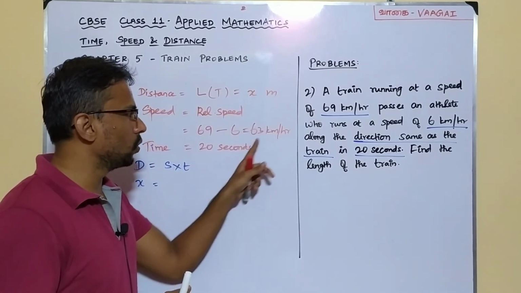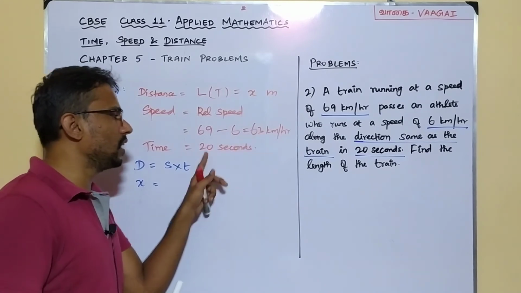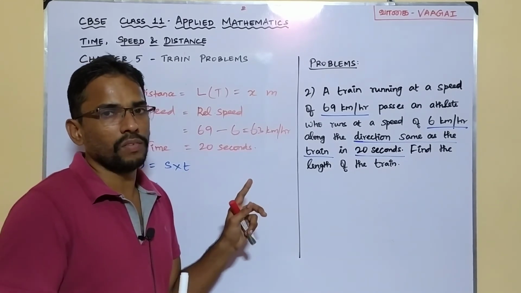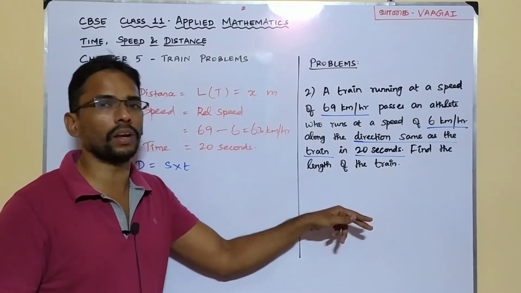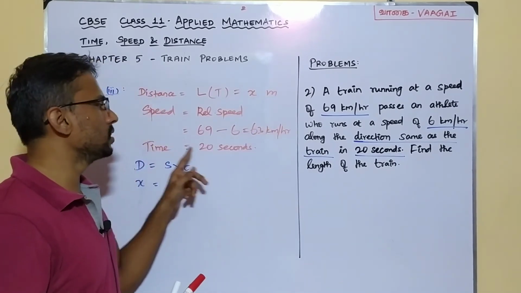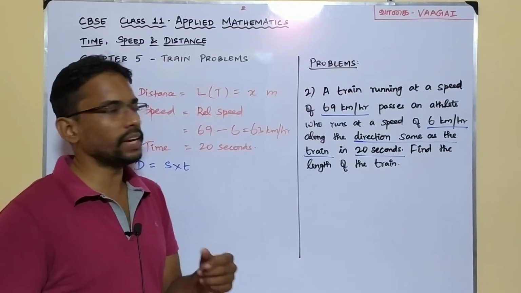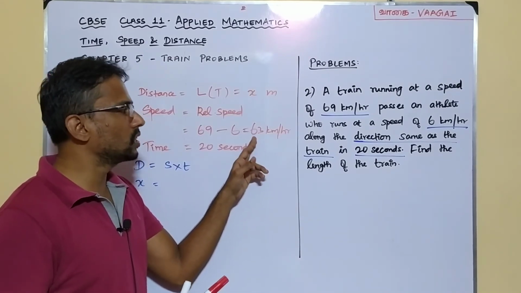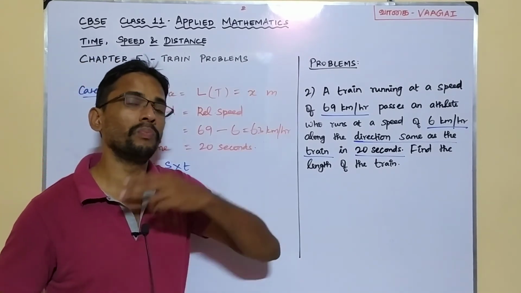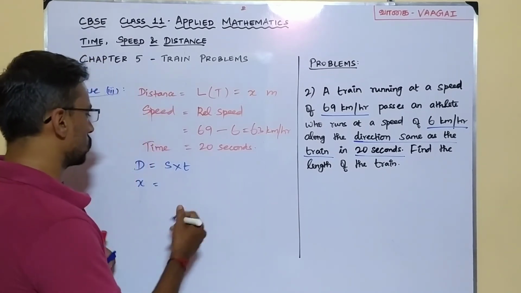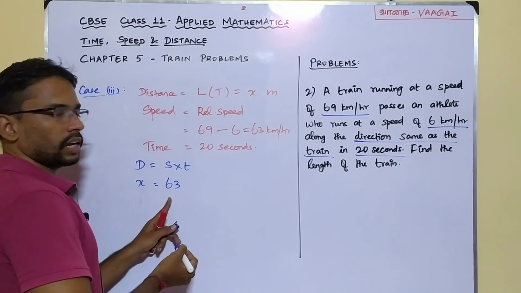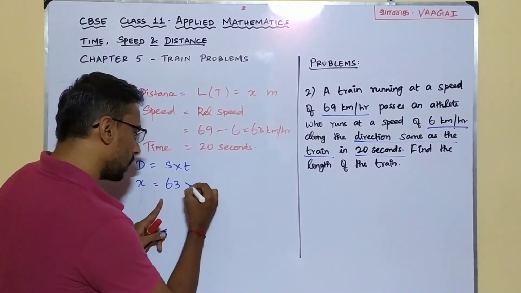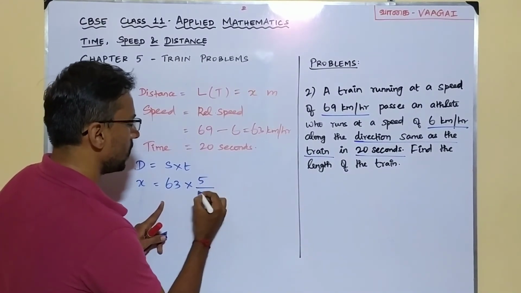So we cannot directly multiply 63 into 20. Be careful with that, because we may end up with some wrong answer. The speed here is in terms of kilometer per hour, but time is in terms of seconds. So in that case, I have to turn this 63 kilometer per hour into meter per second. Correct? So let's do a thing here. Speed is 63 actually, but when I convert into meter per second, it would become 63 into 5 by 18.